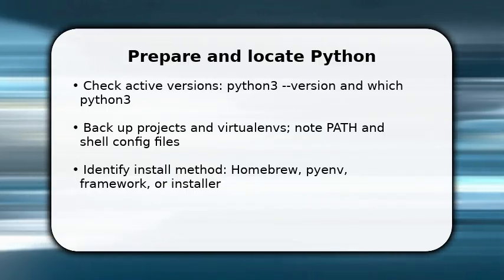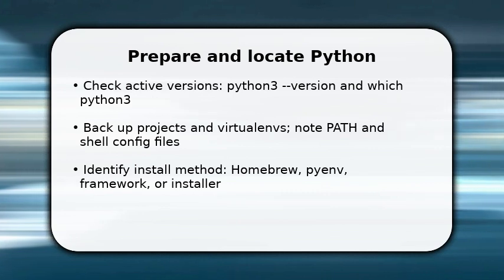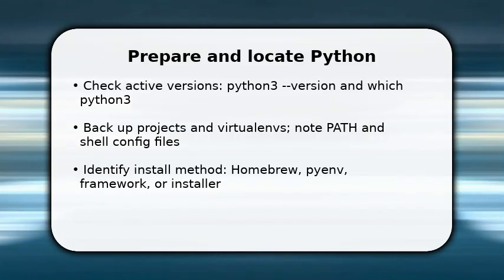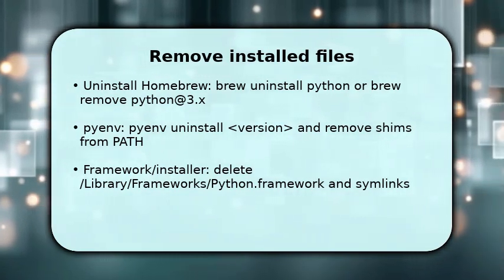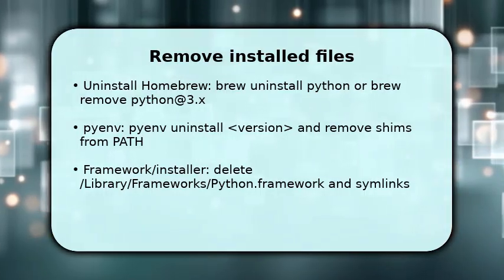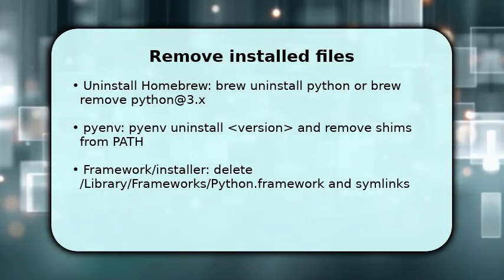/Library/Frameworks/Python.framework. Make sure to back up virtual environments and any site packages you need before removing files so you can restore projects quickly. Now remove the installation based on how it was installed. If Homebrew installed Python, run brew uninstall python or brew remove python@3.x and then brew cleanup. This removes binaries and links.